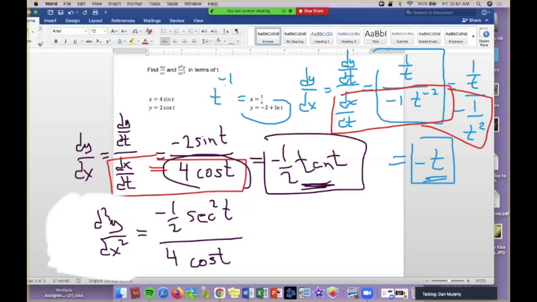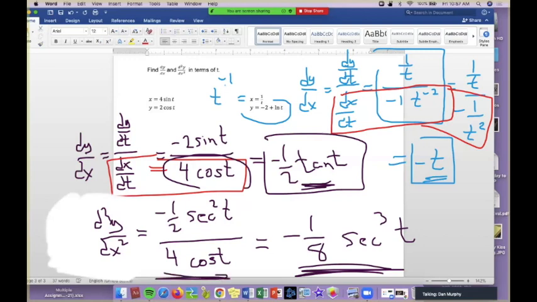All right, so let me just double check everything's working here for me. Yeah, I think when I actually simplified this as -1/8 secant to the third of t. Those are equivalent. This would probably be your multiple choice answer. This one is correct though.